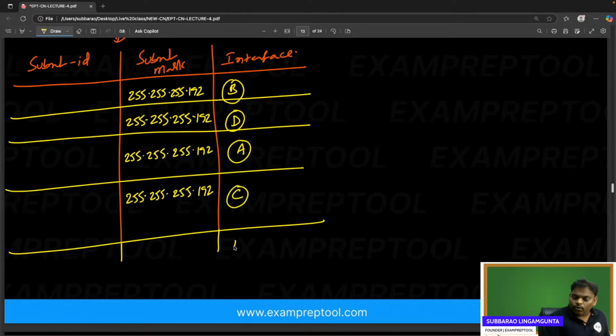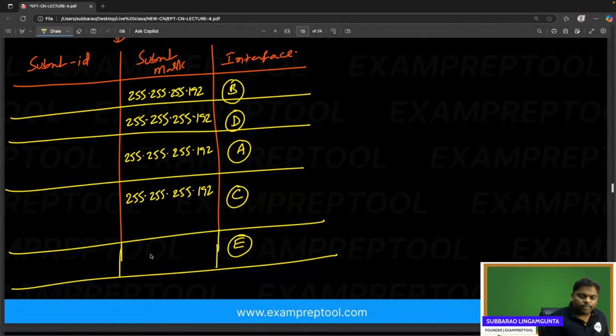Remember one more thing is there. Interface E, it is the safe side. This is by default zeros. Whenever nothing will match, this will match. In the table, sometimes nothing will match. Whenever I am checking the table, it is not necessary that every time something will match. That is the reason sometimes all may fail.